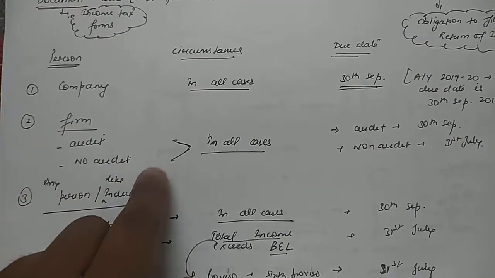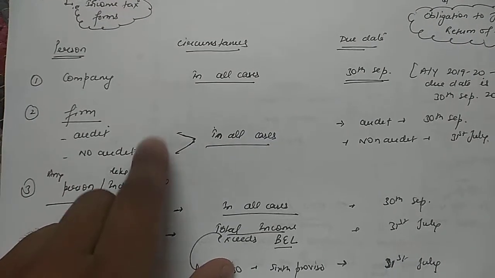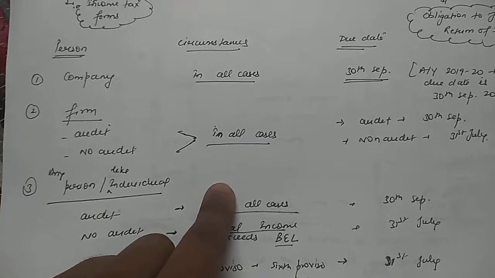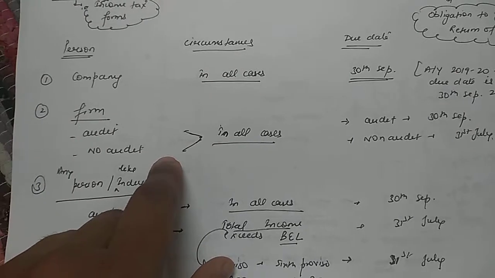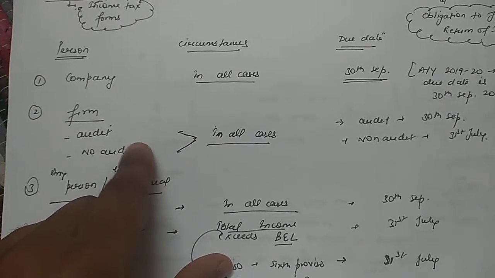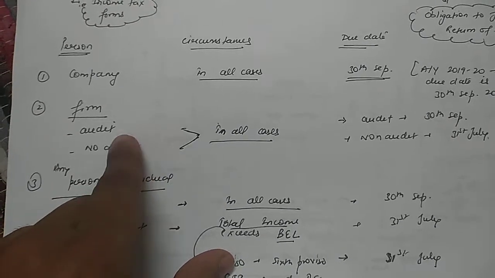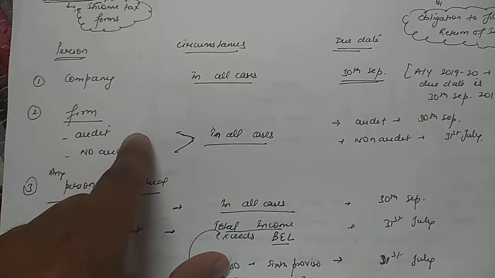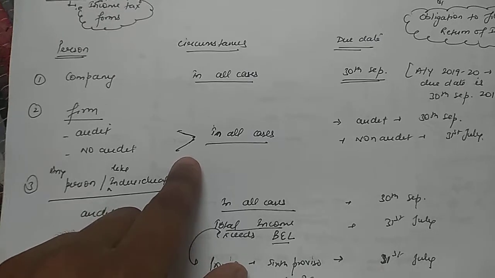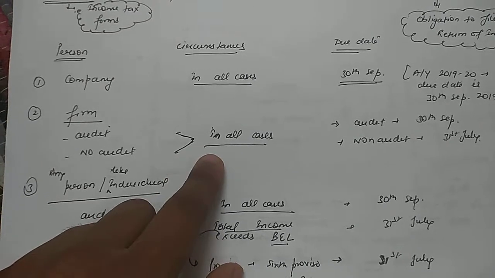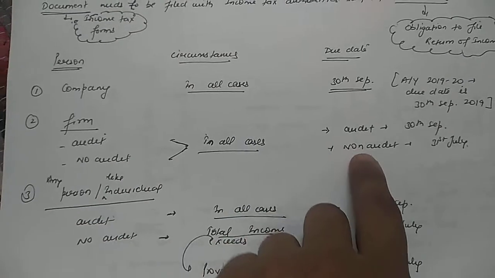So in what circumstances is the firm required to get their accounts audited? We will discuss this in detail when we discuss the BGBP. However, just to give an idea, if a firm consists of a proprietor and their turnover exceeds 1 crore, then they need to get their accounts audited. If the firm consists of a professional and their gross receipts exceed 50 lakh in the relevant assessment year, then they need to get their accounts audited, and accordingly submit their return of income.